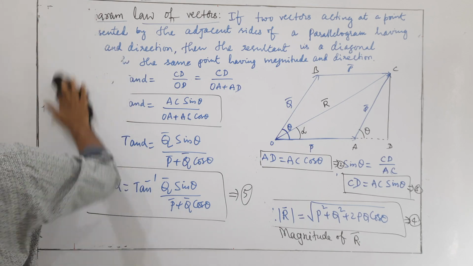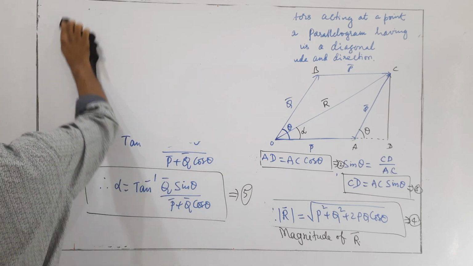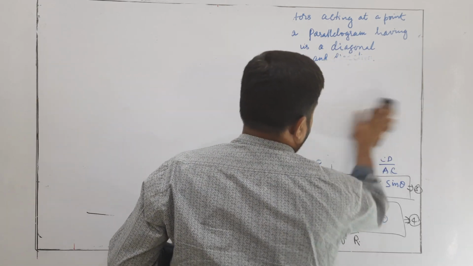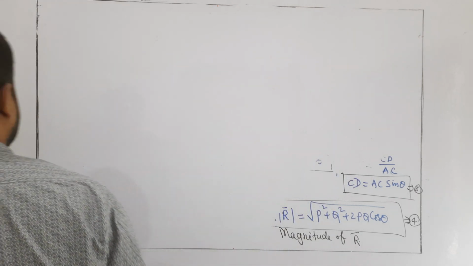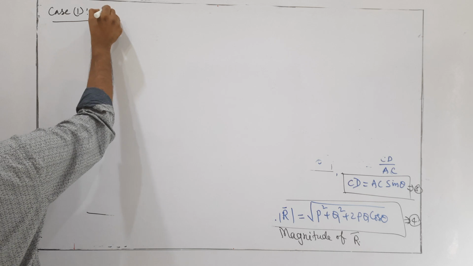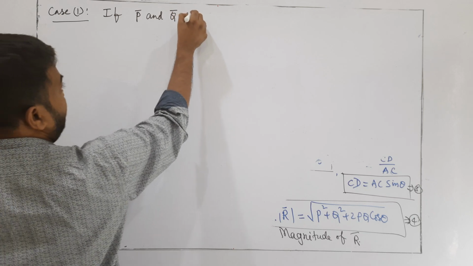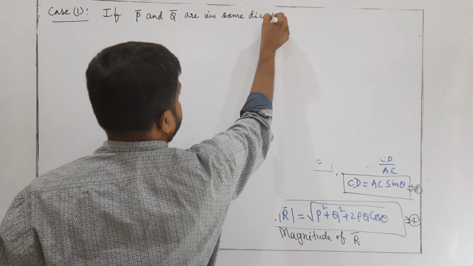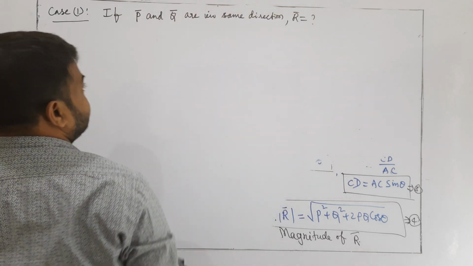Here next we have some cases in this parallelogram law. What are those cases? Case 1. If P and Q are in the same direction, what is the resultant? If P and Q are in the same direction, R is equal to how much?